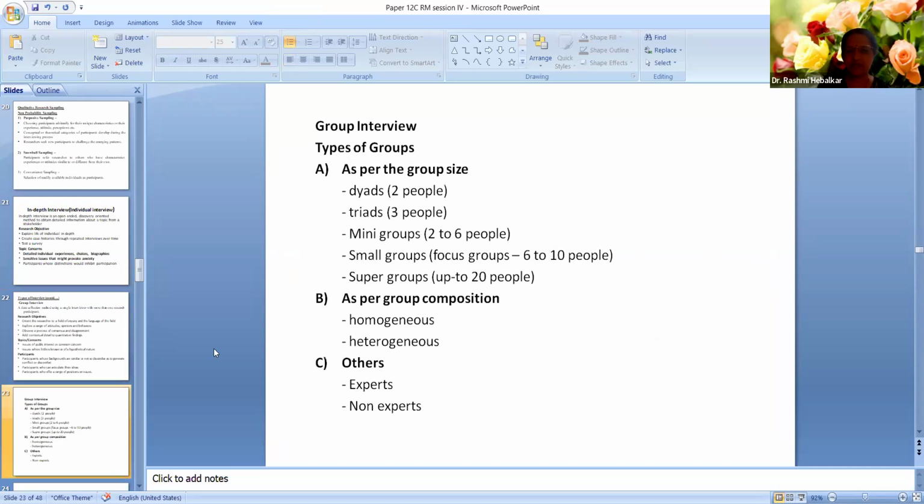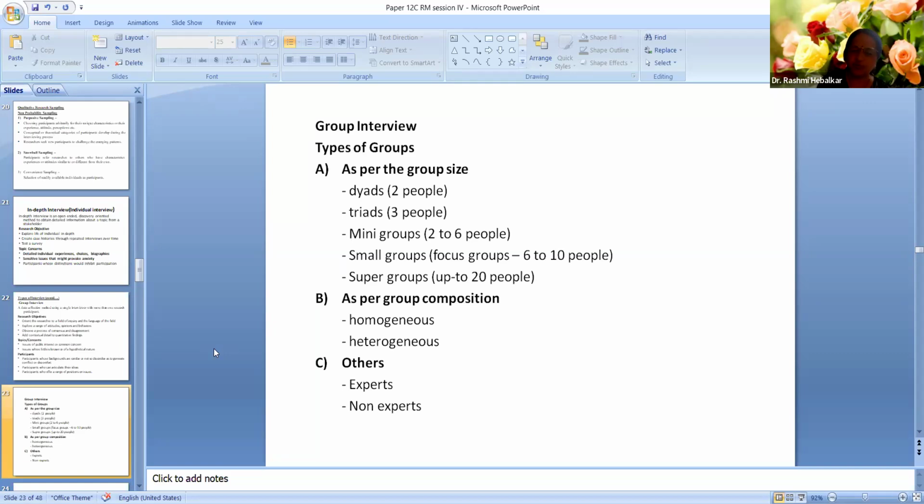Now regarding the size of the group interview, Abhishek has asked the question. So there are dyads, triads, mini groups, small groups, super groups. But generally it is 6 to 10. But as per the need, as per the challenges, you can take a decision. When in a group of 6 to 10, you find that 2-3 people want to say more, their body language, their eye contact, their facial expressions say that they have many other things to tell, then you can do dyad interviews or triad interviews of 2-3 people afterwards.